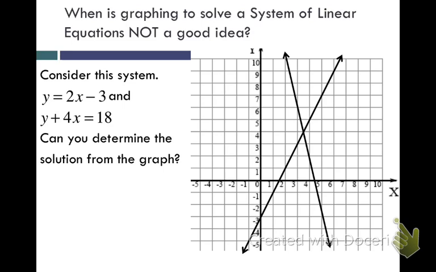Well, the solution is the point that the lines share. We call that a point of intersection. If you look at this point, it's difficult to determine exactly what the coordinates for the point are. Perhaps it's 3.5, 4, I can't even tell exactly. But again, we're not sure. So graphing is not the best way to solve this to get an accurate solution.